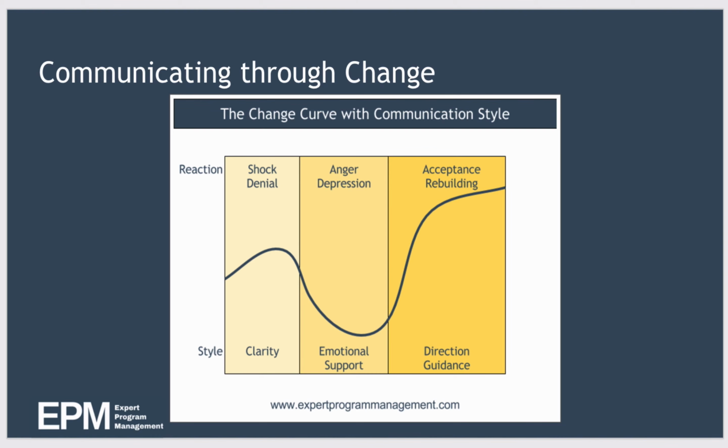Now, this diagram shows two things. On the top, you can see the state of mind people are in as they go through the change. And along the bottom, you can see how you should change your communication style based on people's state of mind.